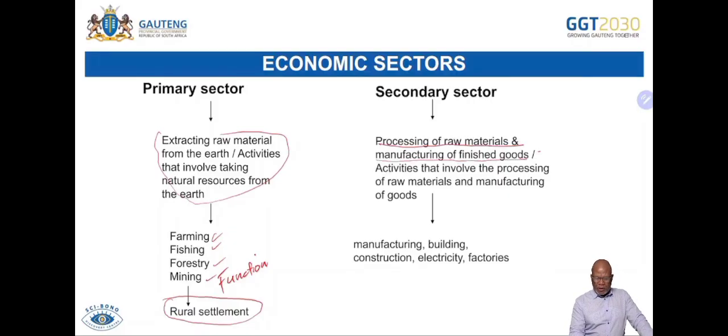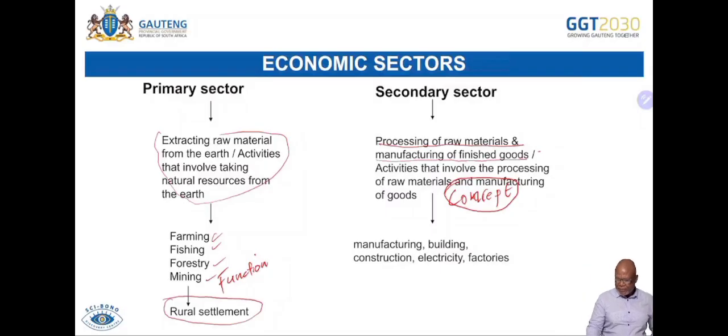Or another definition, we say it is activities that involve the processing of raw material and manufacturing of goods. This is a concept. So when we say it is a concept, it means you don't have to memorize this definition. You just have to show that you understand what manufacturing is, what secondary sector is. This is not what you should cram and reproduce as it is. It is a concept. It needs you to understand what it is.